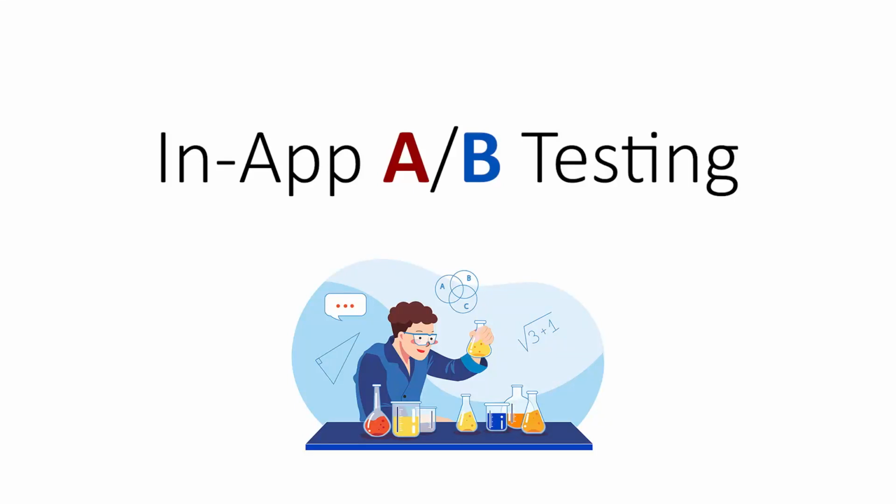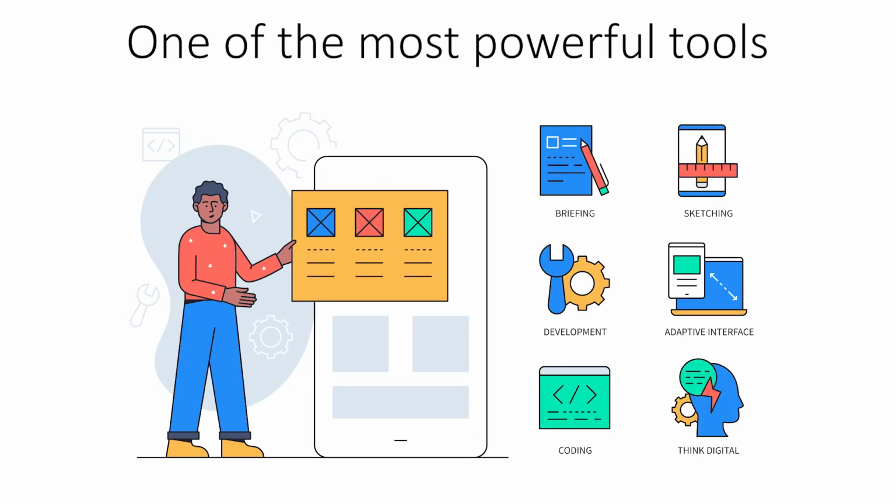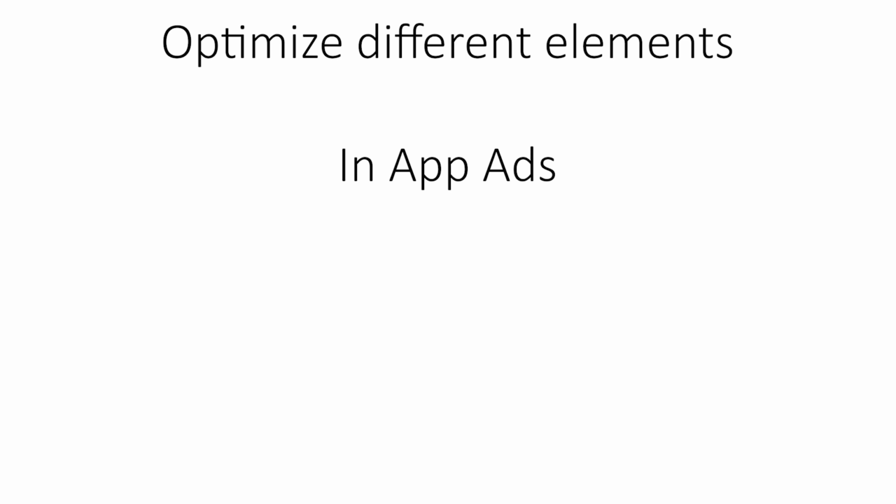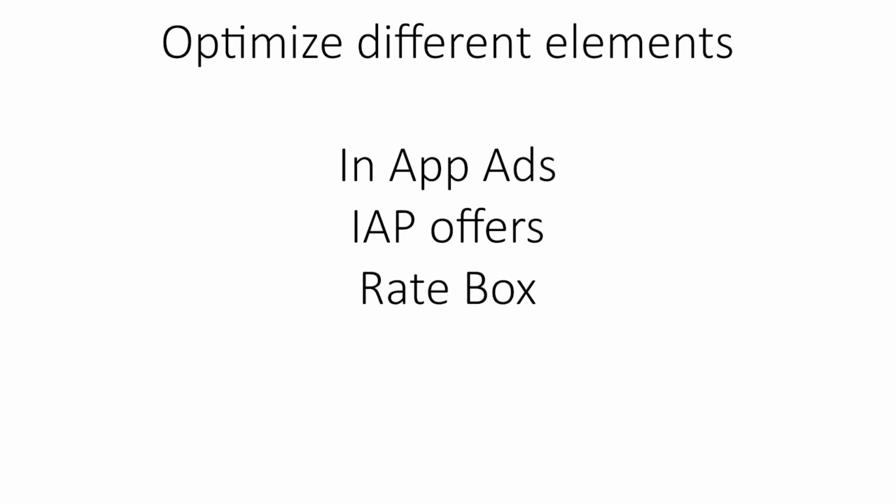In-app A/B testing. In-app A/B testing is one of the most powerful tools to optimize your app's in-app behavior and conversions. With in-app A/B testing, we can optimize the display timing or design of the different elements we've talked about. Practically any event in the app can be optimized to maximize its conversion: ads to get more clicks, more in-app purchases, and more rate box positive ratings, for example.